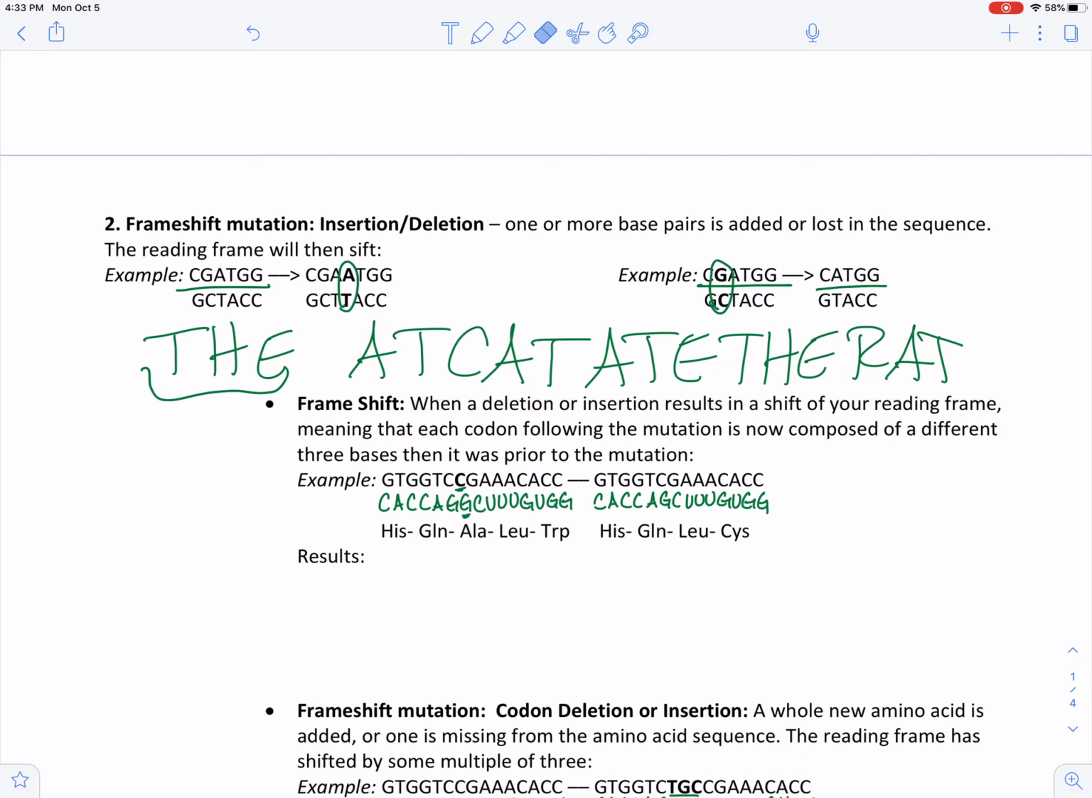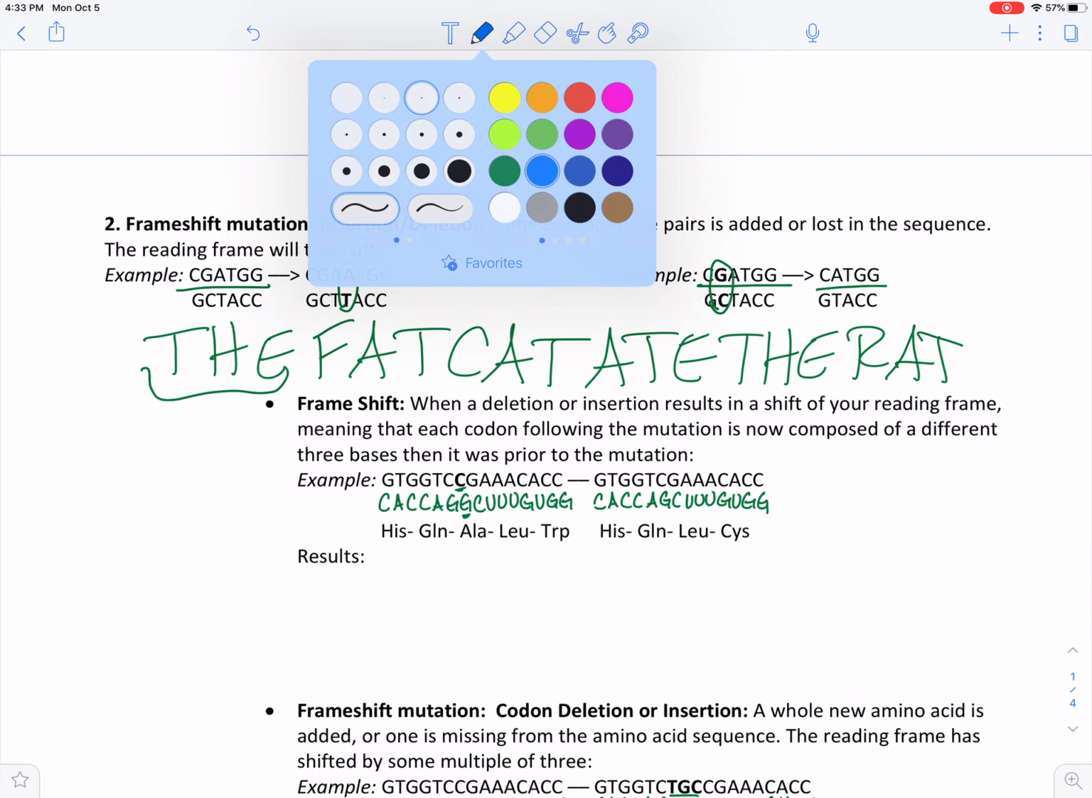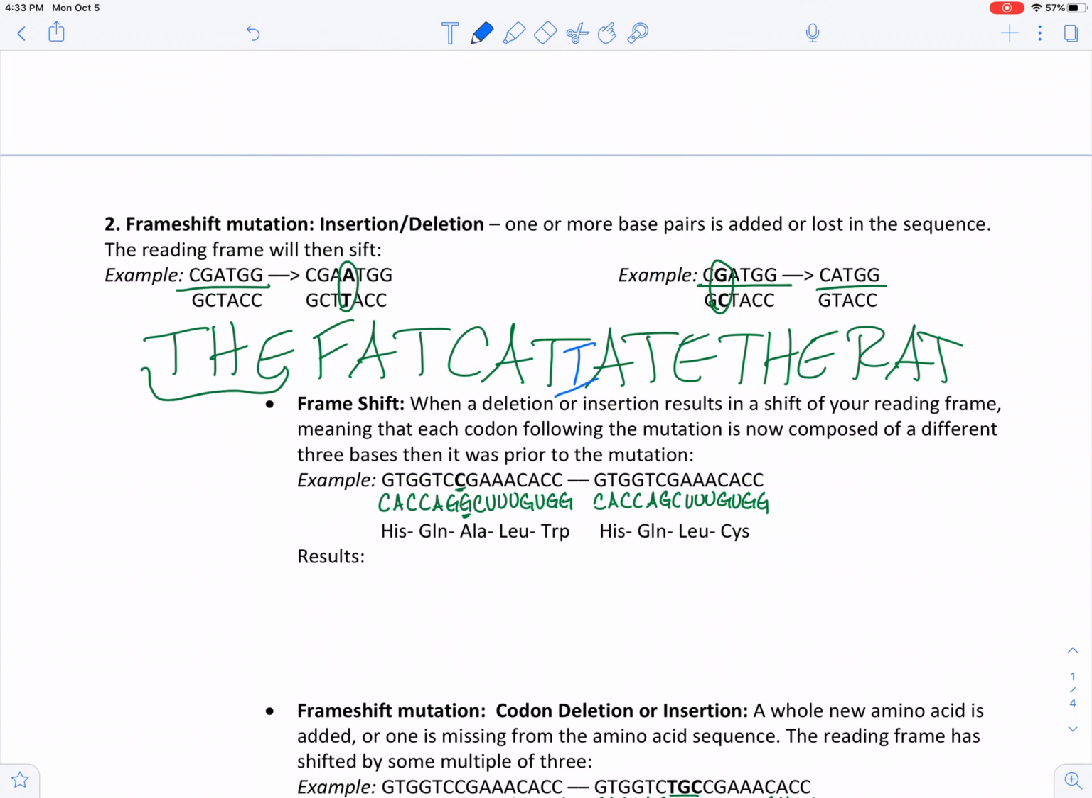Or let's say you have, instead of a deletion, you have an insertion. So I insert a letter instead. I don't know, I'll insert one right here. We'll insert an I. So now it reads the fat cat iat eth era t. So every codon after the mutation now reads differently. So that's what a frame shift mutation is.